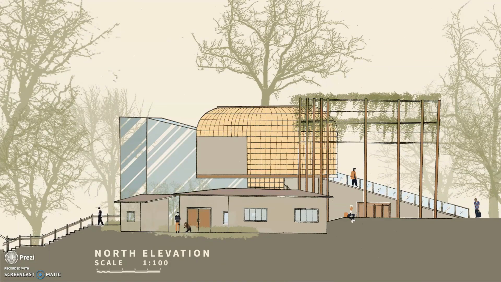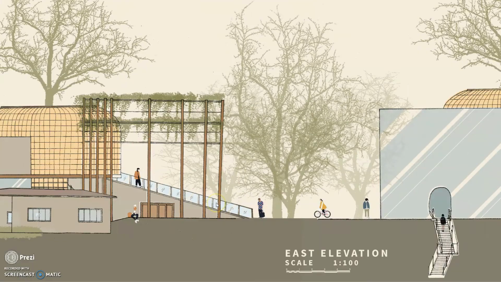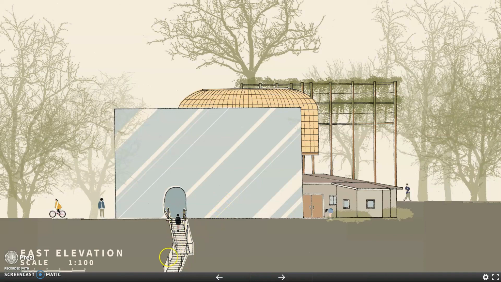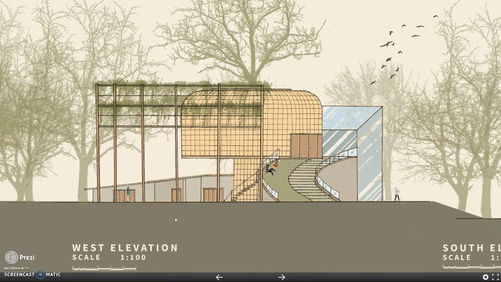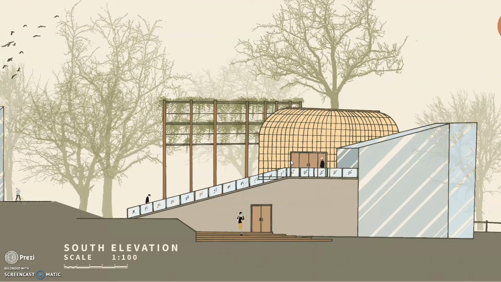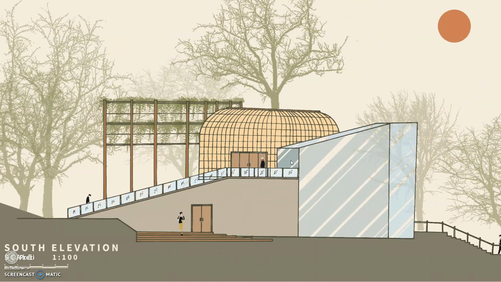This is the north elevation with the back door of the buildings. And here is the east elevation. This is the entrance from the UCSI. And this is the west elevation. Here is the entrance from the car parks. And here is the green roof. This is the south elevation, which is the facade of the buildings.